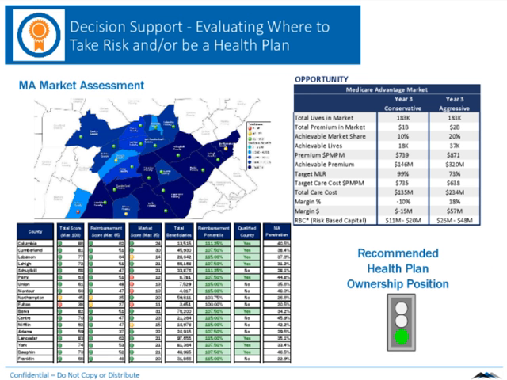So again, we talked about this for anybody that was on our call a couple of weeks ago. We did talk about decision support around evaluating where to take risk and or be a health plan. This shows you that a lot of our clients will say, you know what, we really should look at ourselves and how we perform and what it would mean if we were a health plan.